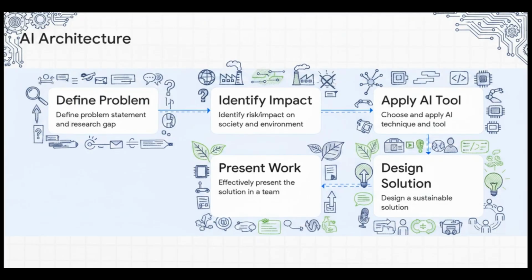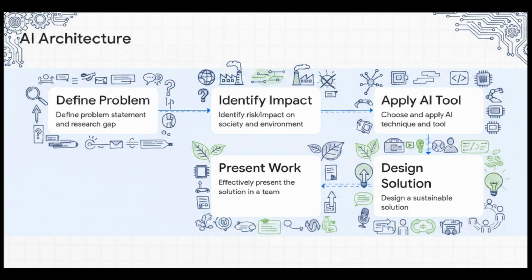Let's move to and see how this all builds into a concrete 5-step architectural workflow. Step 1, you must define a crystal clear problem statement and identify the gap in the current market or research. Step 2, and listen, this sequence is non-negotiable today. Identify the risk and impact your solution will have on society and the environment before you build it. Step 3, only after understanding those parameters do you choose and apply your specific AI tool.